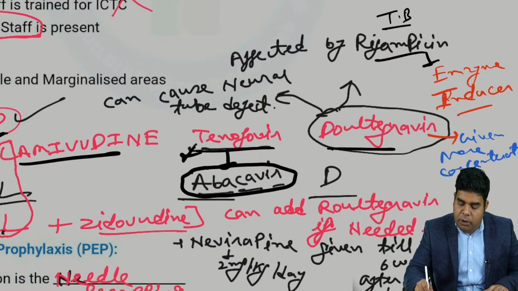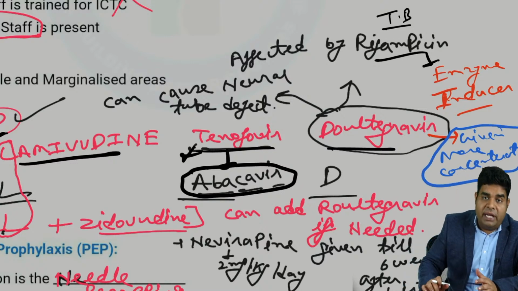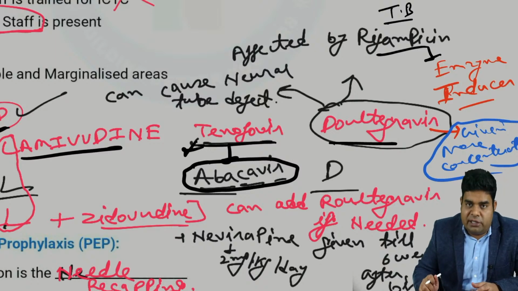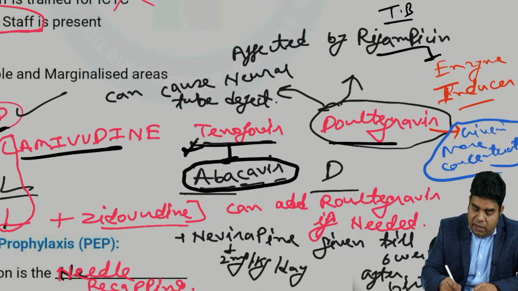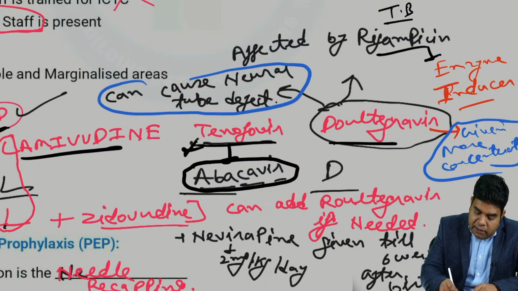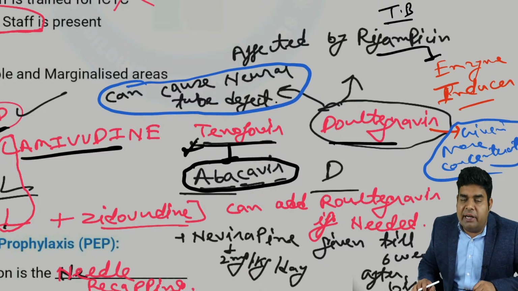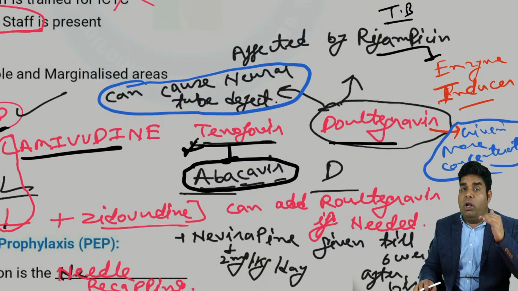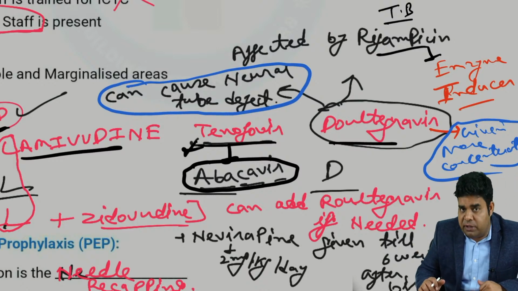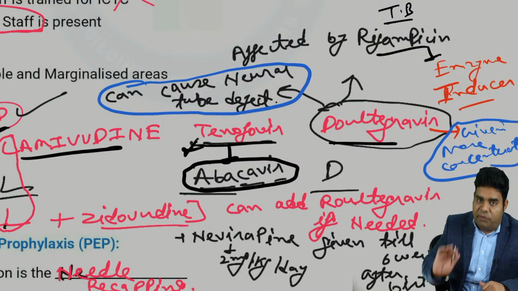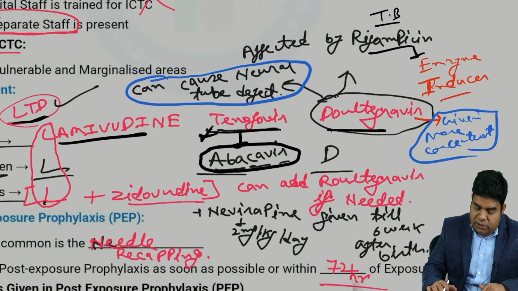Okay? Because rifampicin will metabolize dolutegravir, we need to increase the dose of dolutegravir. But there is one problem with dolutegravir: it can cause neural tube defects. So in a pregnant lady, if we are giving dolutegravir, Park has written, also give a high dose of folic acid with it. Or you can replace dolutegravir with raltegravir. Okay, but Park has written, increase the dose of folic acid in such females.